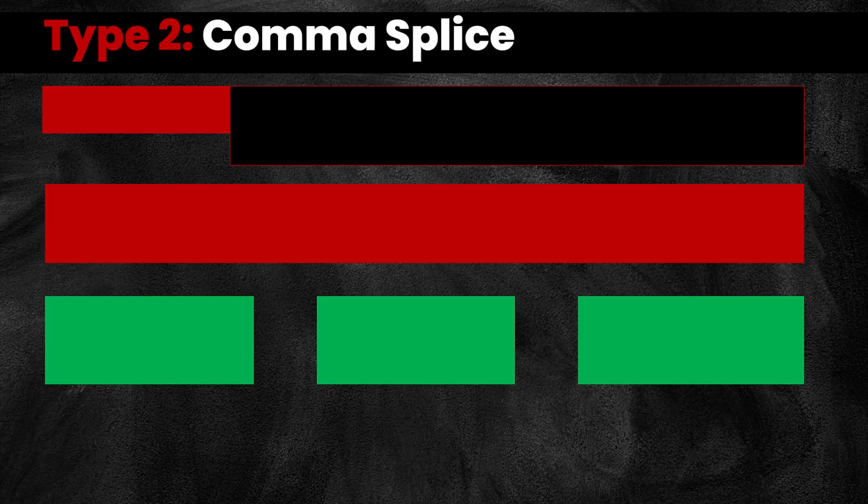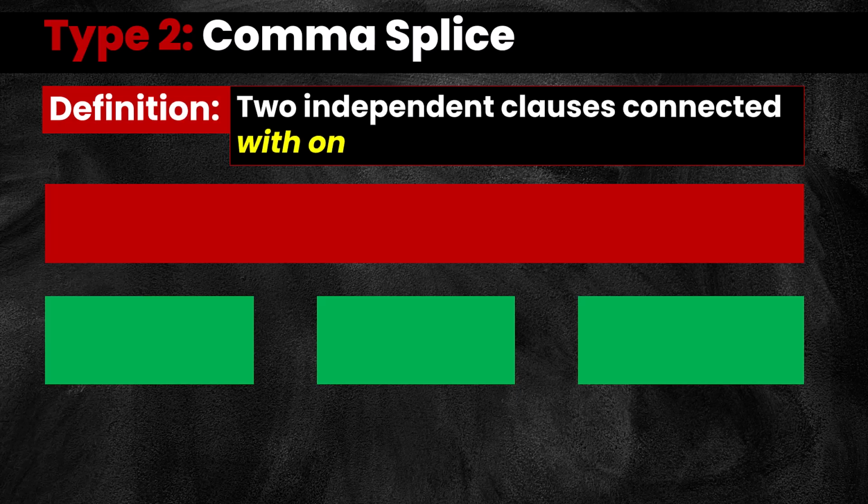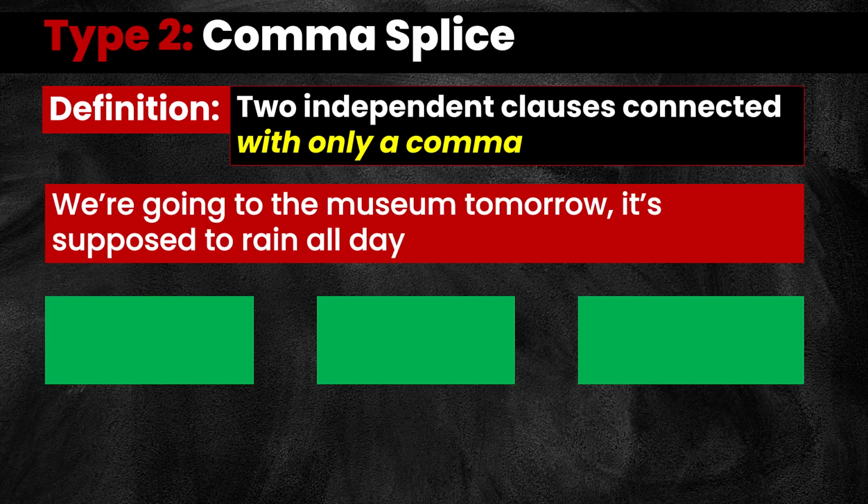Now let's look at the second type of run-on sentence, which is a comma splice. And a comma splice is a run-on that is created when 2 independent clauses are connected with only a comma. And once again, this is an error. For example, we're going to the museum tomorrow. It's supposed to rain all day. Here we have 2 independent clauses. We're going to the museum tomorrow, and it's supposed to rain all day. And it's connected with just a comma. So this is incorrect. There are 3 different ways we can fix this.